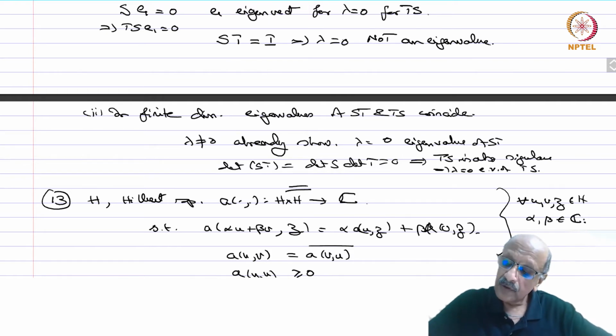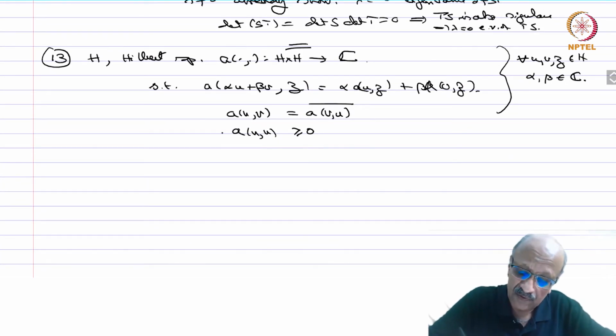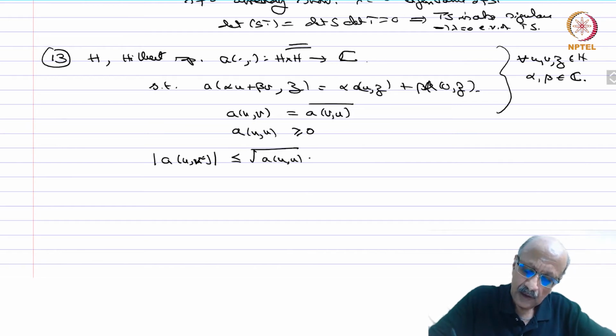Okay, so this is almost looking like an inner product, except that the third condition is a bit weak. It doesn't say that this is a norm. In fact, A(u,u) equal to 0 may not mean that u equal to 0. But even then you have the analog of the Cauchy-Schwarz inequality, namely |A(u,v)| is less than or equal to root of A(u,u) times root of A(v,v). The square root is well defined for all u, v in H.